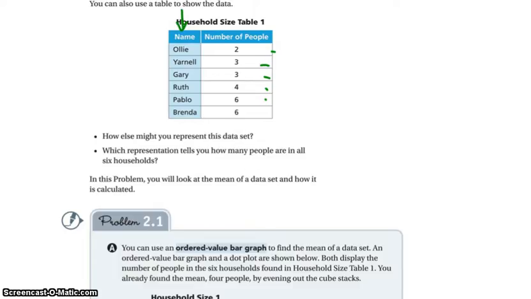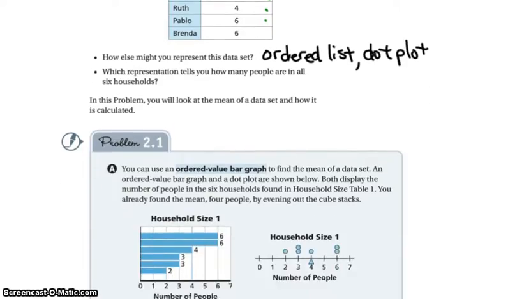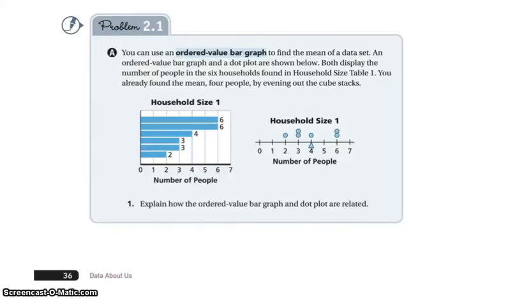All right, so how else might we represent this data? Oh, there's the bell. We could also represent this using an ordered list. We could make a dot plot. Okay. We could do a frequency table. There's lots of different ways that we've talked about already that we could do. Now, what we are going to do is move into A. And this has the situation still being used here, the number of people for those houses.